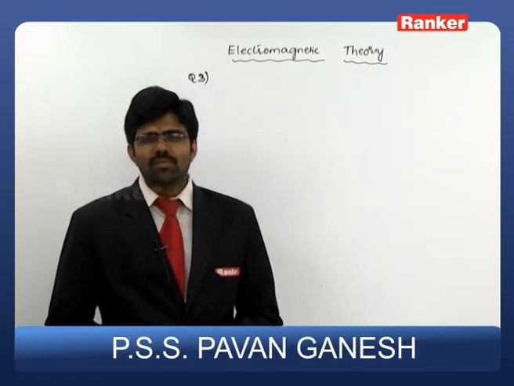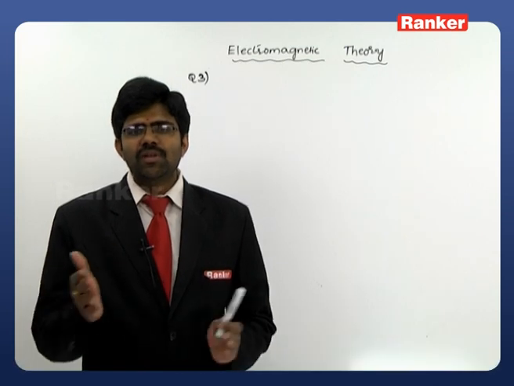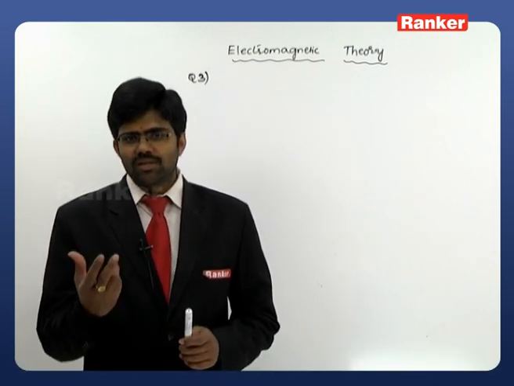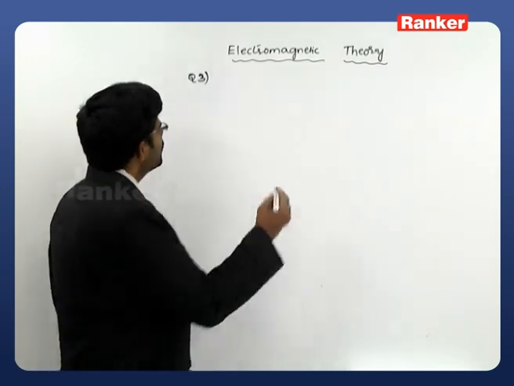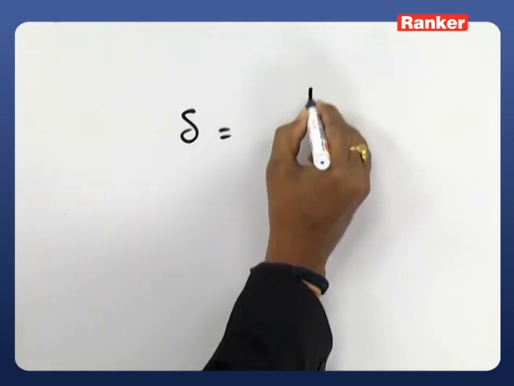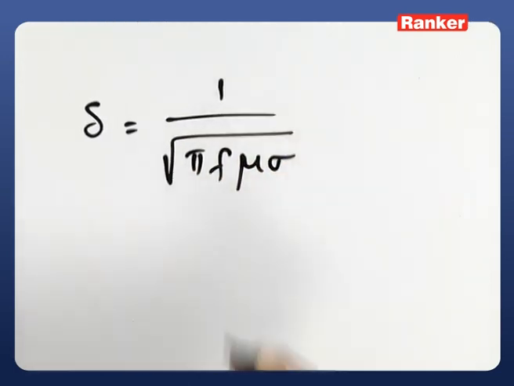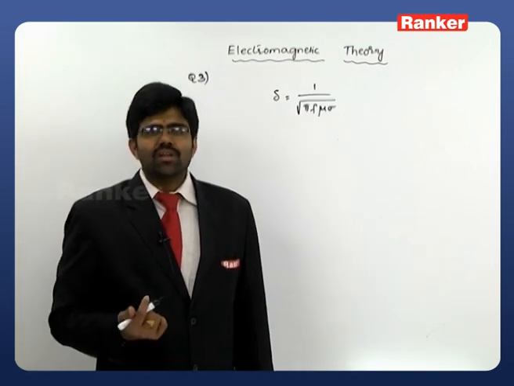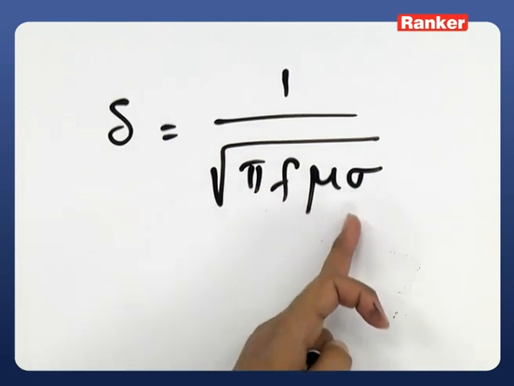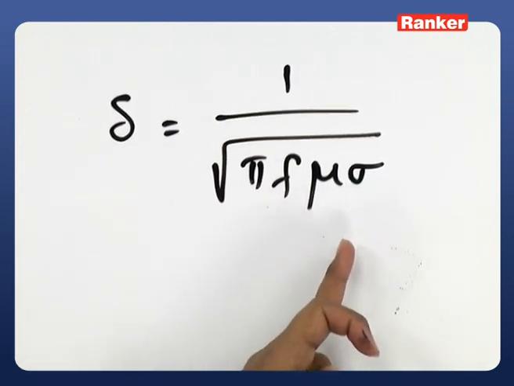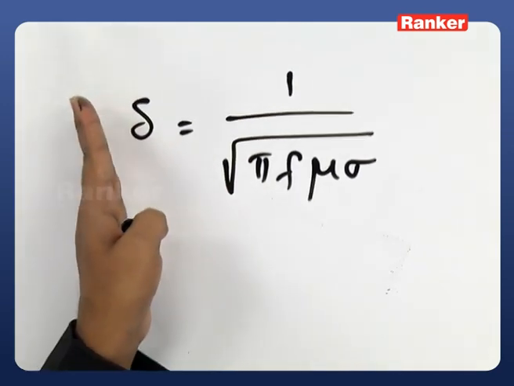Depth of penetration is nothing but the distance travelled by a wave to attain 36.8% of its initial value. For that we have a simple equation, denoted with delta. The depth of penetration for any medium is delta equals 1 by under root pi f mu sigma. So if you substitute the corresponding values for the medium we are considering, that is nothing but free space, we will get the value of this delta.